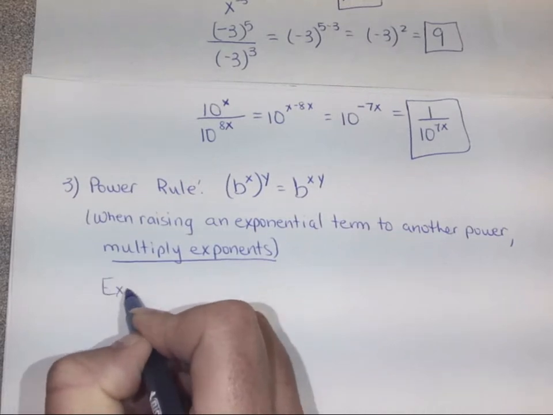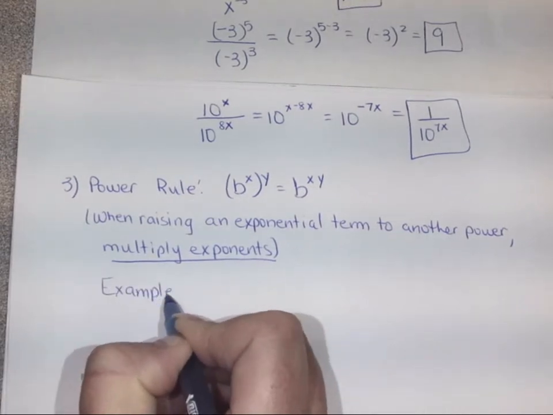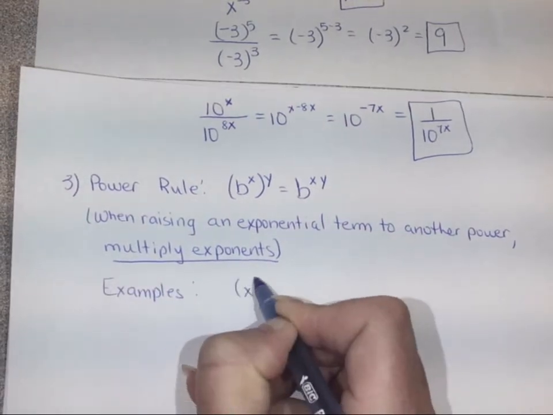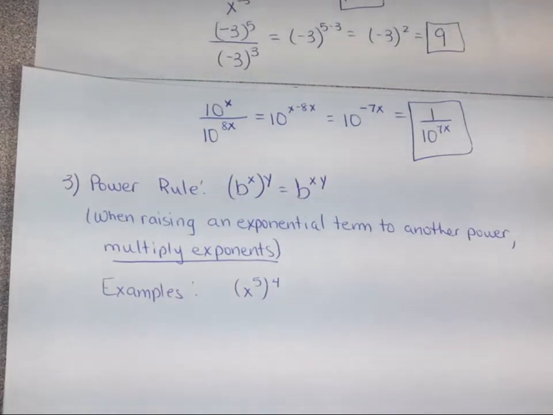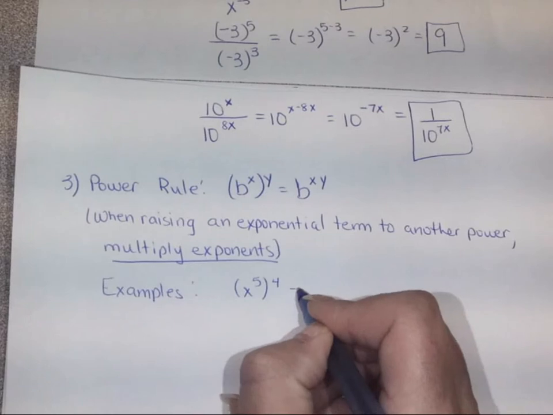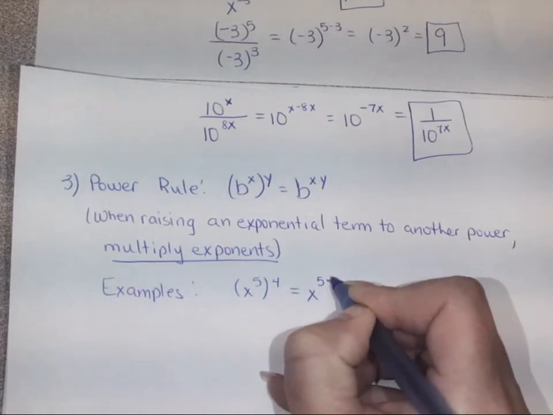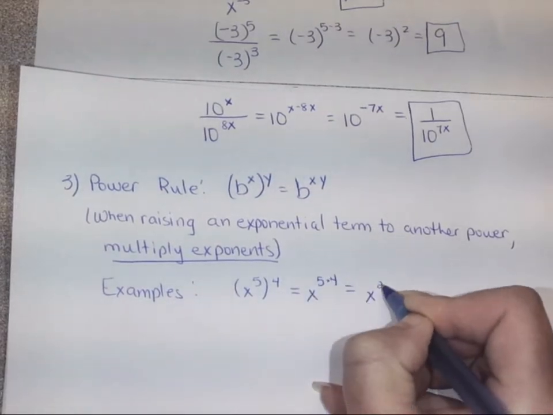All right, so we're not going to do as many examples of these, but let's do a couple. So that's supposed to be x to the fifth. I know it's kind of light. Okay, so we would keep the base the same, and we would do what with the exponents? Multiply them, so this would be x to the 20th.